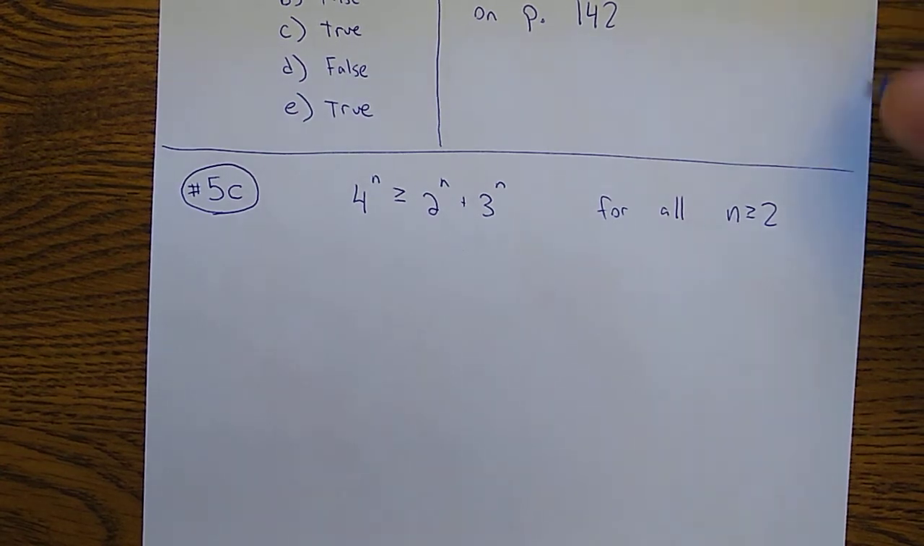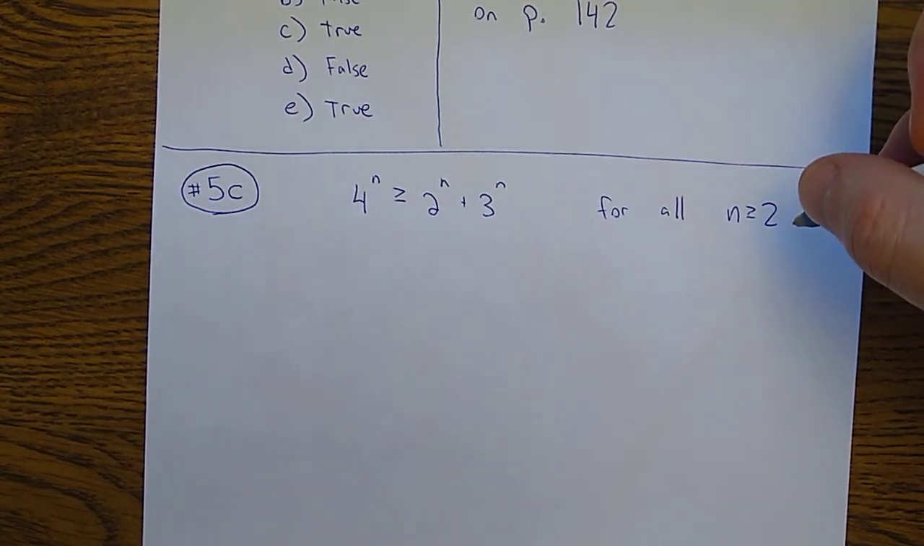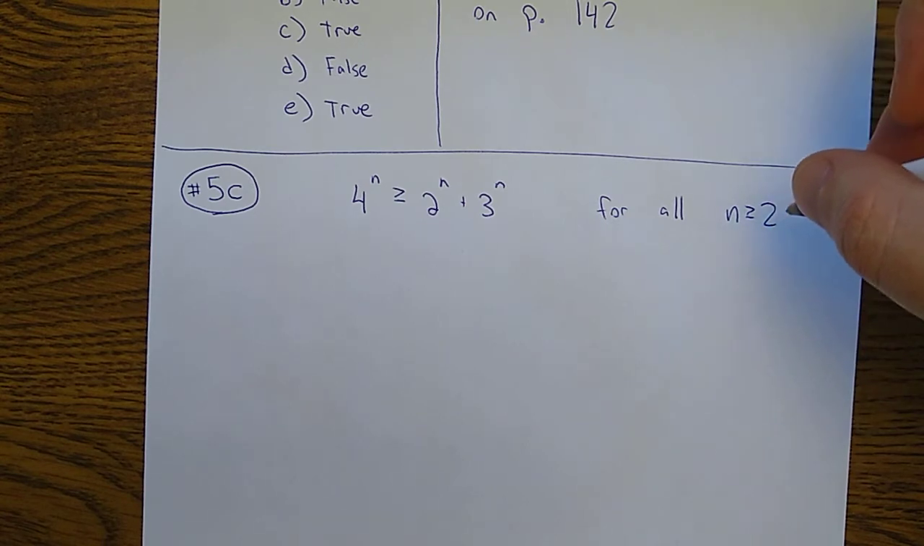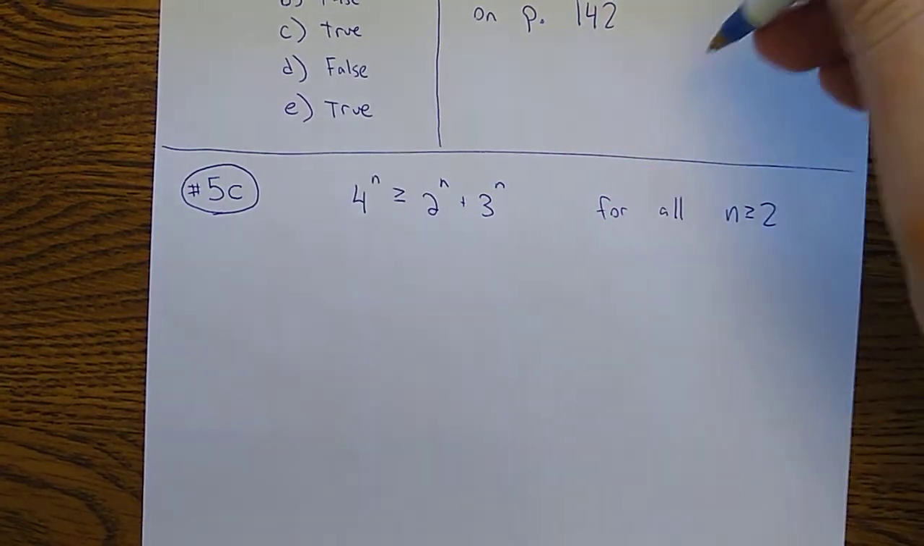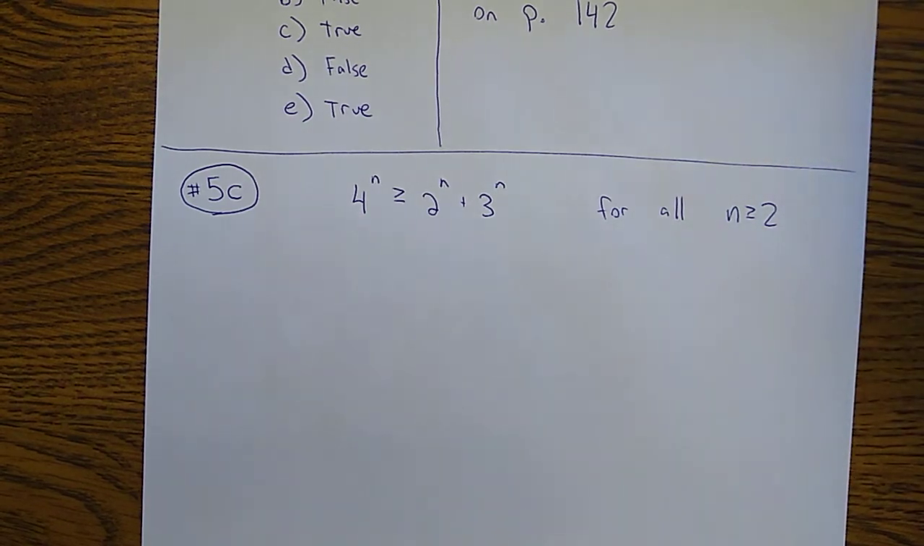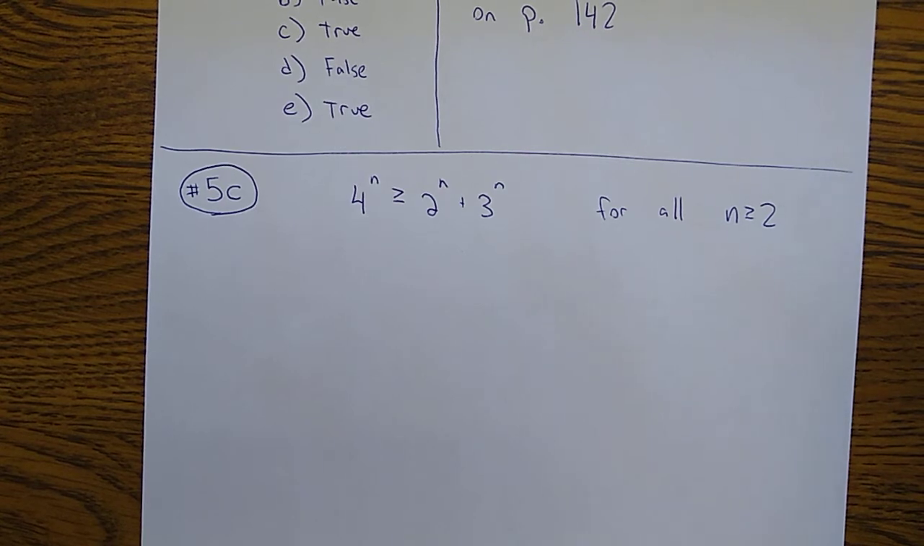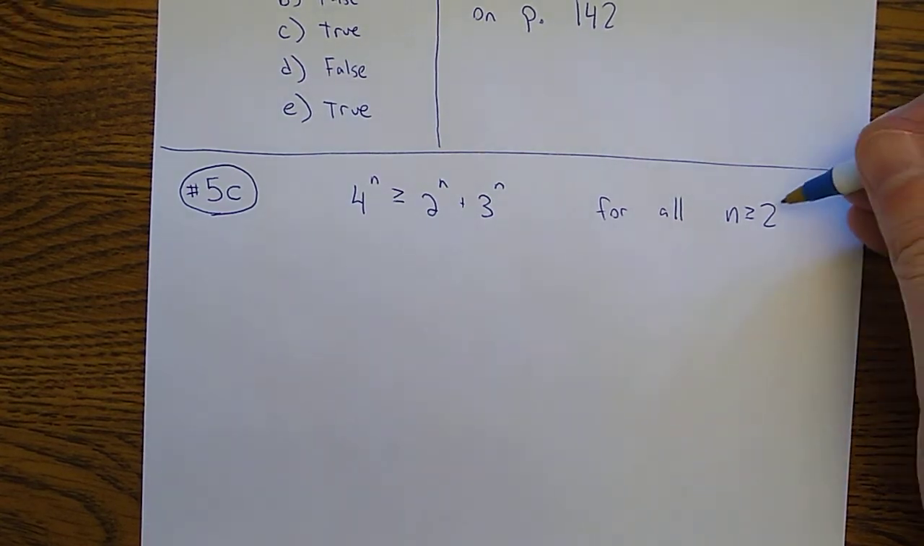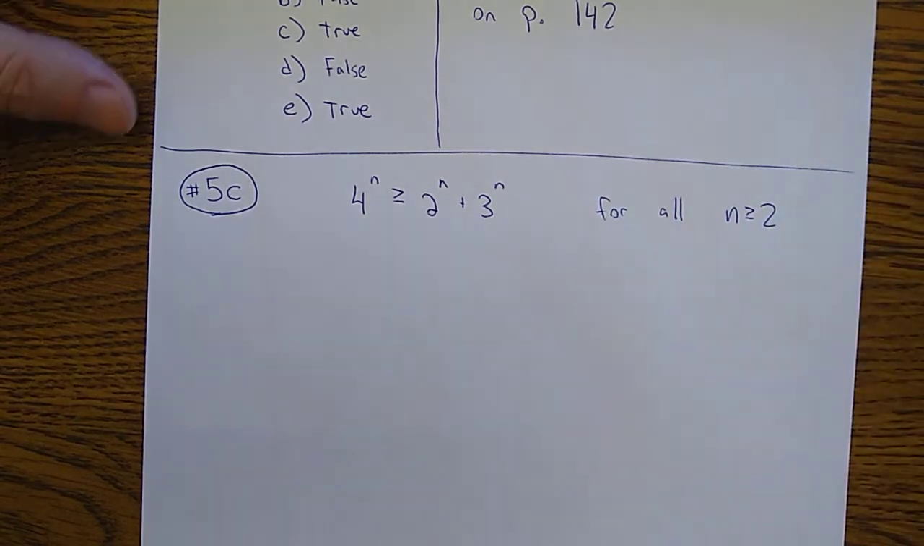And typically, unless we know any better, our guess is that once we find a value of n that works, then probably all the values of n after that are going to work. Sometimes that's not true, but we try to make the easiest guess possible. So let's make that guess and see if we can prove it.